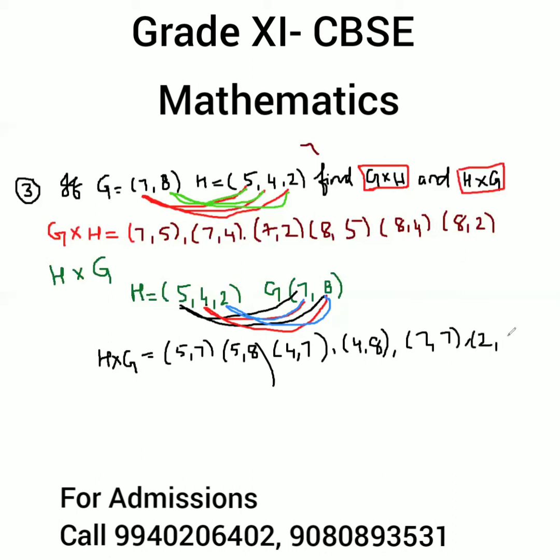So how many elements are there? No, not G and H added together. G into H, how many elements are there? 6, ma'am. Yes, the answer is 6. What about H into G? The total number of elements is also 6.